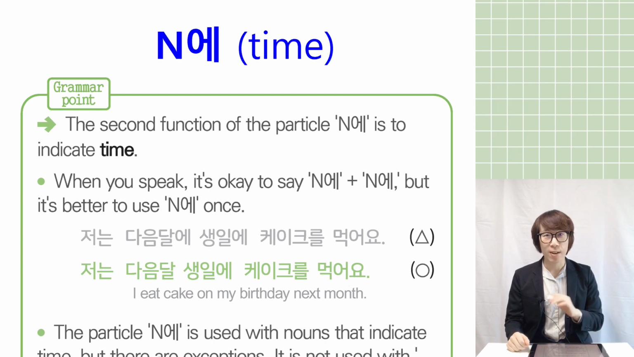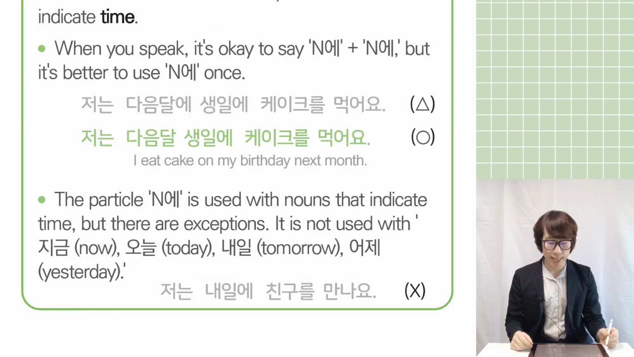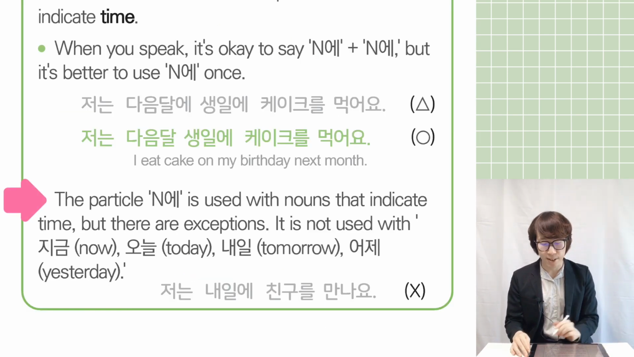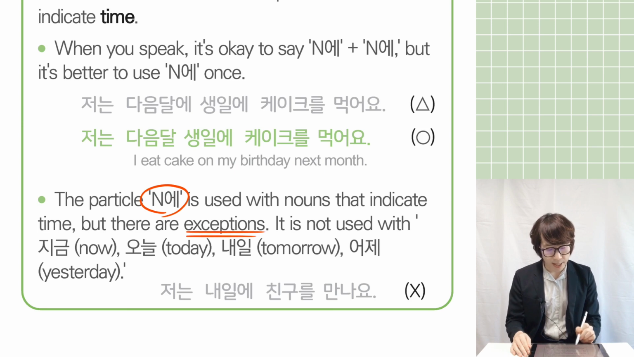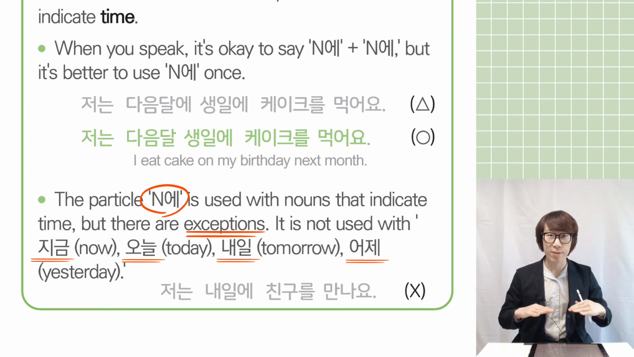So I taught you noun-에. Every time when you say the time, you have to add noun-에 together. But there is one exception. This is a grammar rule. Can you see here? The particle noun-에 is used with nouns that indicate time, but there are exceptions. It's not used with 지금, 오늘, 내일, 어제. So 지금, now, and then 오늘, today, and then 내일, tomorrow, and yesterday, 어제. They are not used together with noun-에. This is the grammar rule.